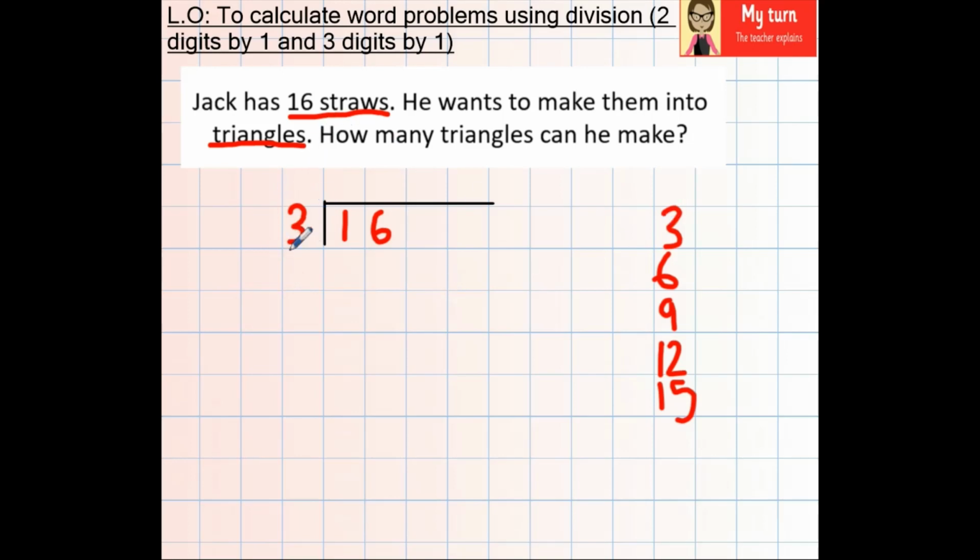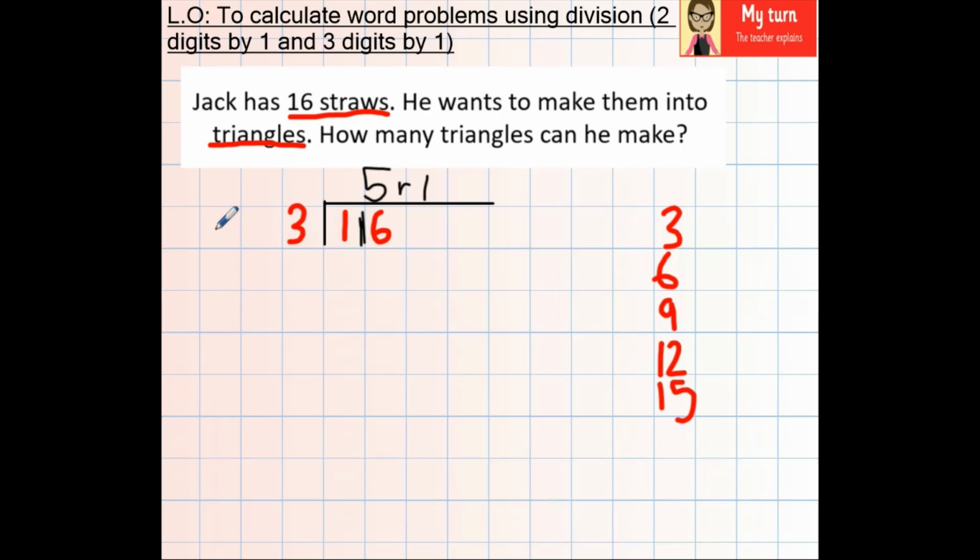So we ask ourselves how many 3's go into 1? Well, we know we can't do it. Then that becomes how many 3's go into 16. So how many 3's go into 16? Let's see. What's the closest we get to 16? 1, 2, 3, 4, 5. 5, because 5 times 3 is 15. So 5. But we wanted to get to 16. So it would be 5 remainder 1.